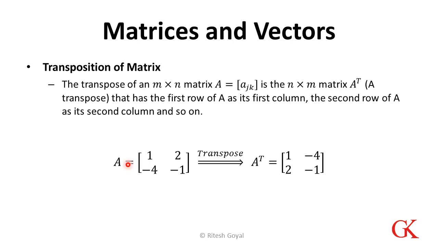So this is an example. We have A where the first row is 1 2, the second row is -4 -1. When we do the transpose, the first row becomes the first column, the second row becomes the second column, and the transpose of a multiplication needs to be observed carefully. Change the order. If we do AB transpose, it becomes basically B transpose A transpose.